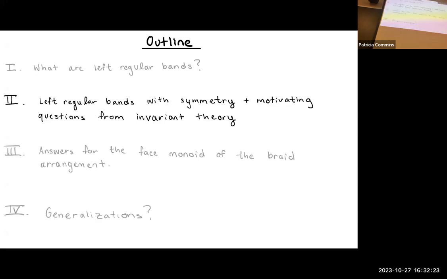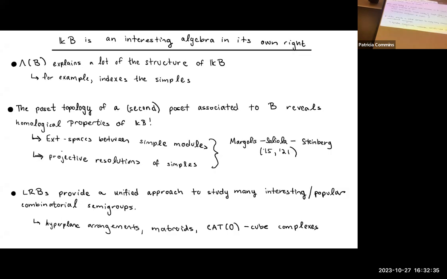Okay, any questions so far? How do CAT(0) cube complexes have the structure? Yeah, that was actually something Steinberg, Margolis, and Saliola proved.